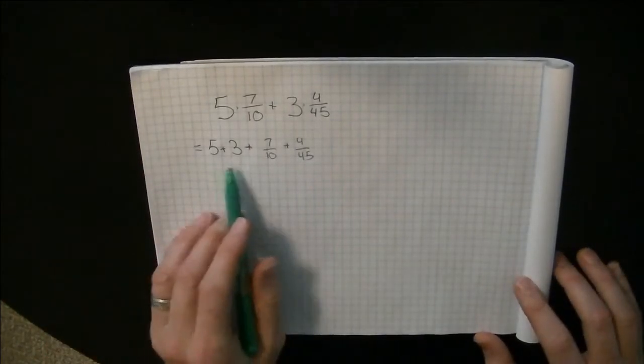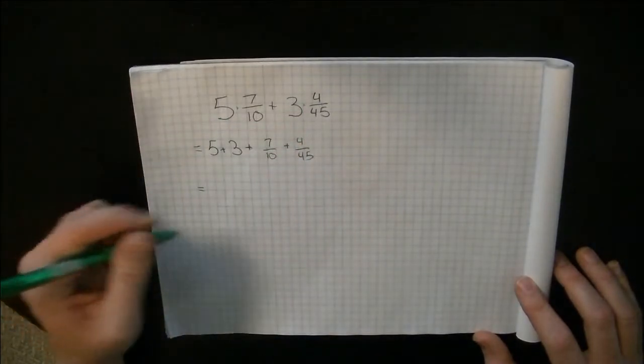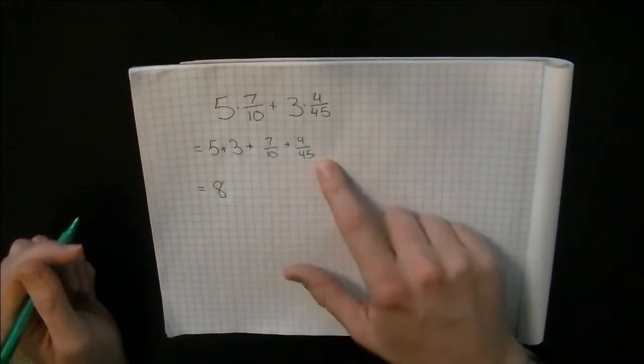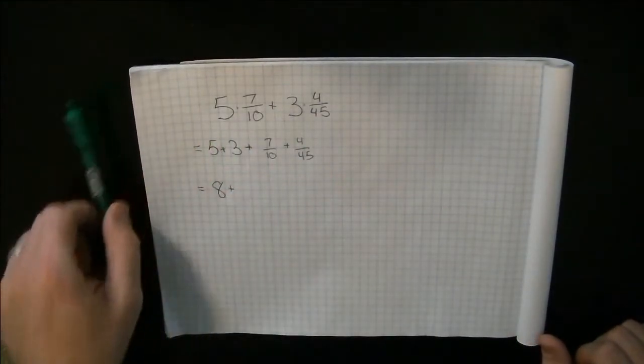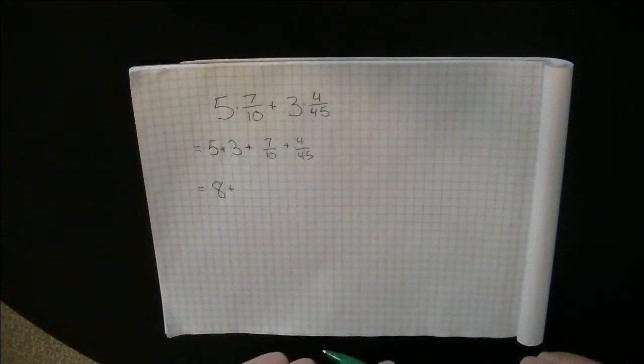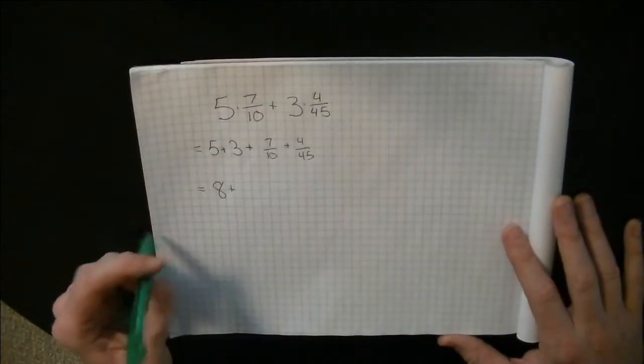Okay? You probably wouldn't write this line. You would probably just go straight to saying, hey, 5 plus 3 is 8. And now let's just focus on these fractions, shall we? So 7/10 and 4/45. So I've got tenths and 45ths. What is my common denominator?